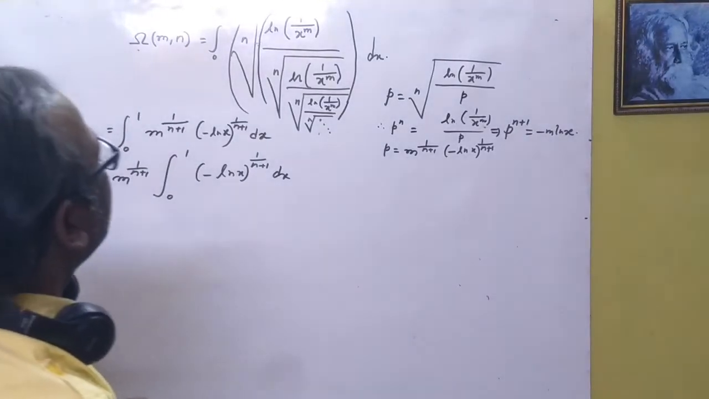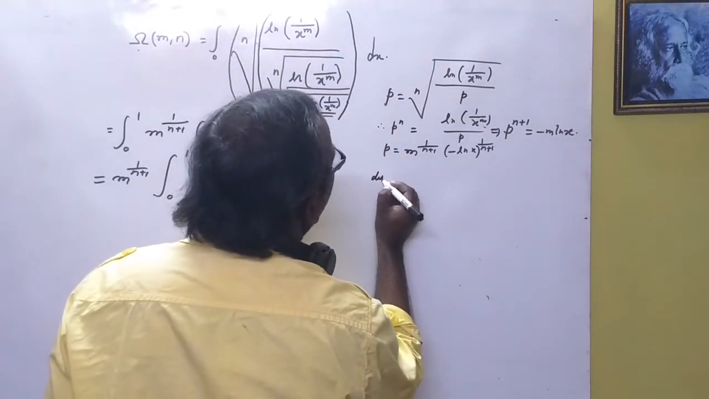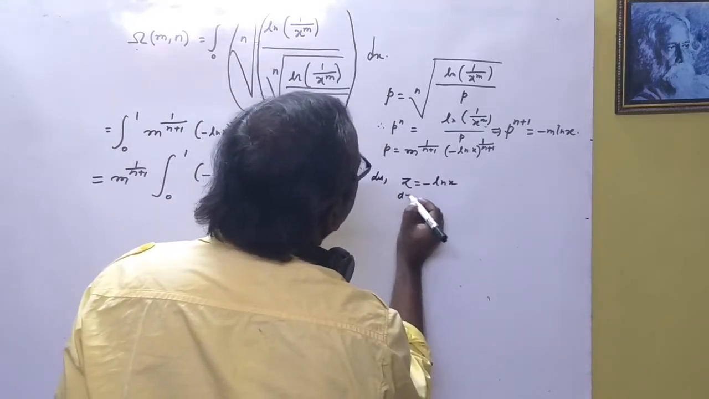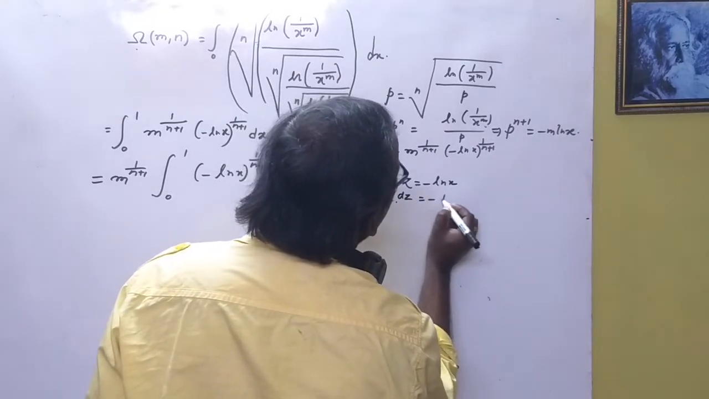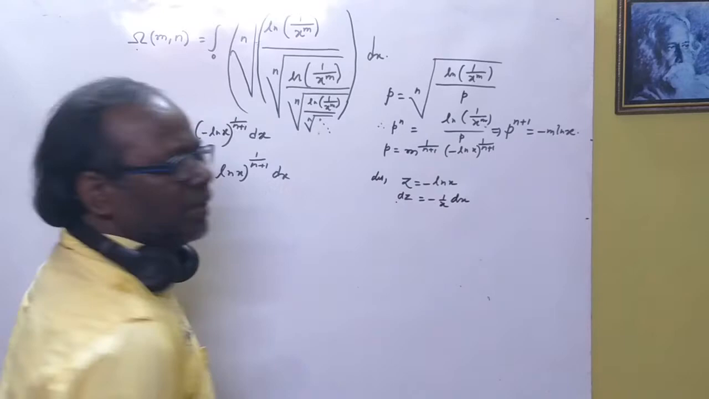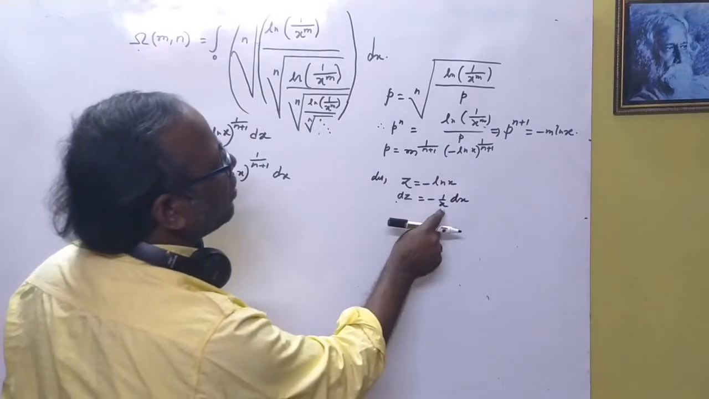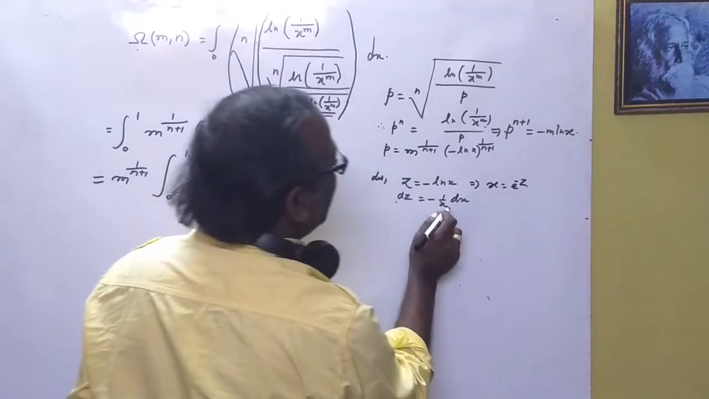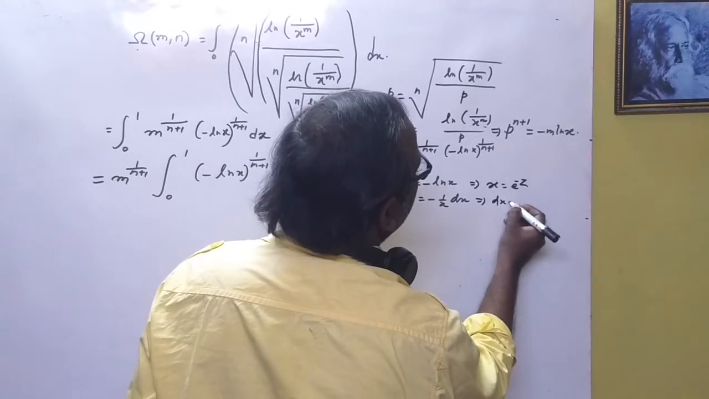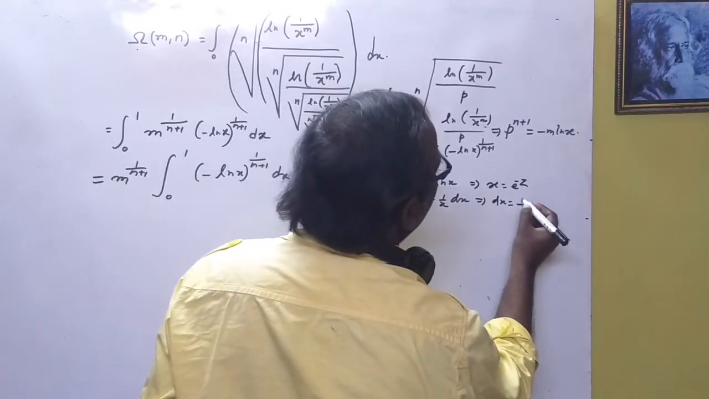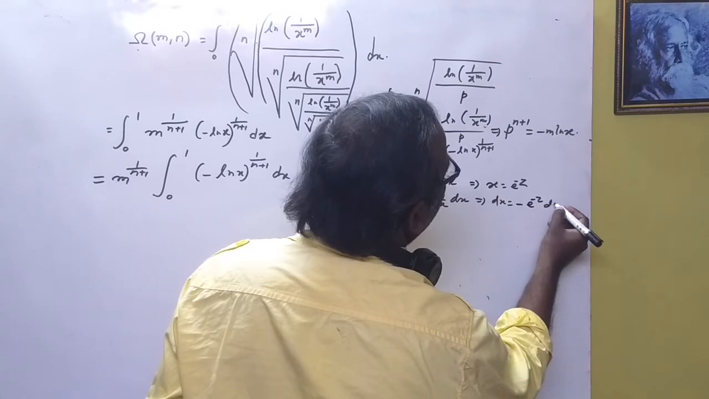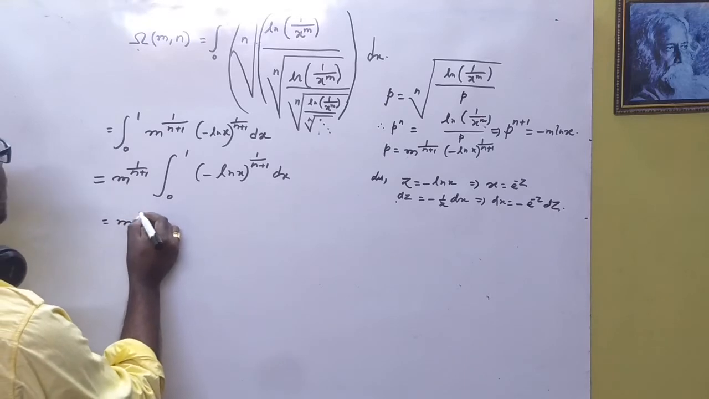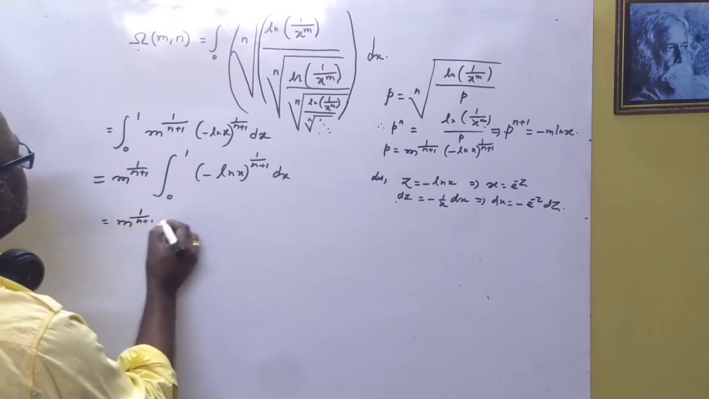Let us assume z is equal to minus ln x. So differentiating, dz is equal to minus 1/x dx. Now x means e to the power minus z, so dx is equal to minus e to the power minus z dz. Substitute the variable here; m to the power 1/(n+1) is a constant.